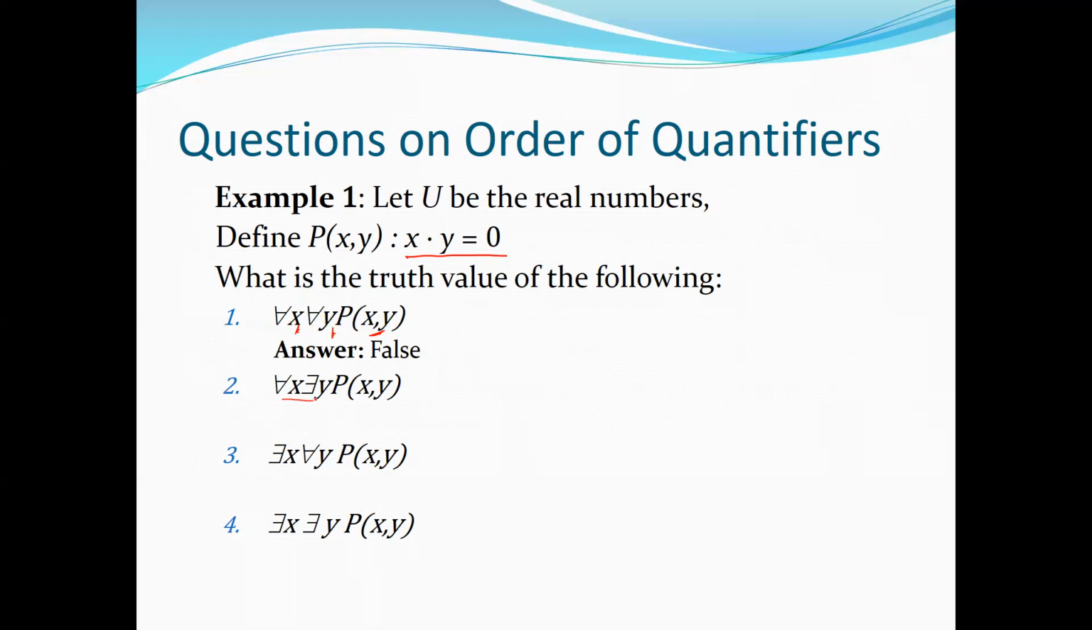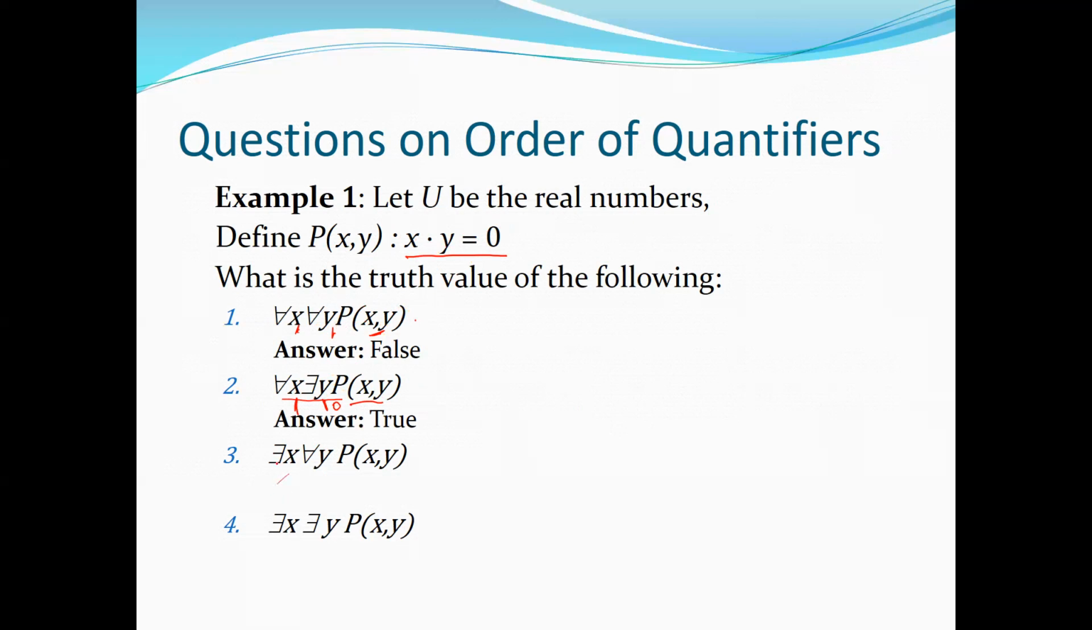So what about this one? For all x there exists some y such that P(x, y) becomes true, meaning x times y is equal to 0. Yes, this is true. Why? Because for all the real numbers x, there is one y, that is obviously 0 itself. If you put x and y, this will become 0. But for all other y values it is not true. That's why the previous one is false and this is true.